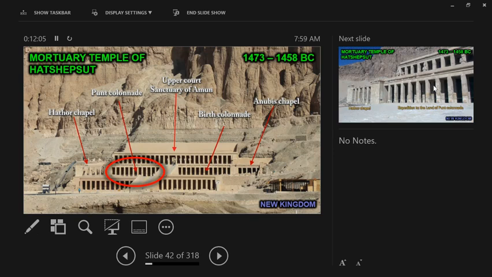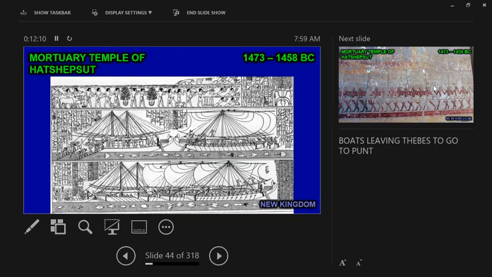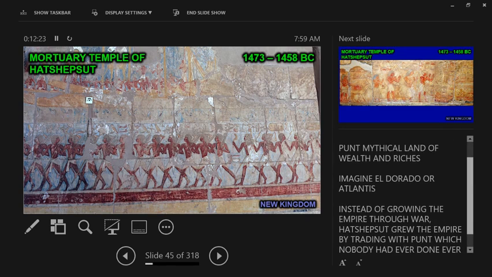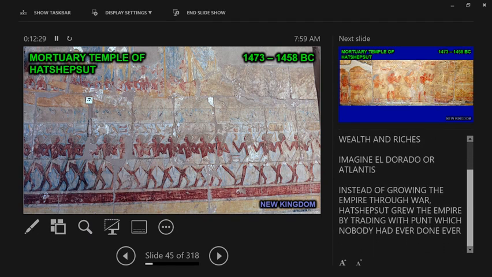All right, so next we're going to go to the Punt colonnade, and that's this right here. And this is the expedition to the land of Punt. So here the boats are leaving Thebes to go to Punt, and they're bringing back all the wealth of Punt. And Punt was a mythical land of wealth and riches. Imagine an El Dorado or an Atlantis. Nobody believed it existed, but Hatshepsut sent out boats to actually go to this place that nobody believed existed and bring back all the wealth.